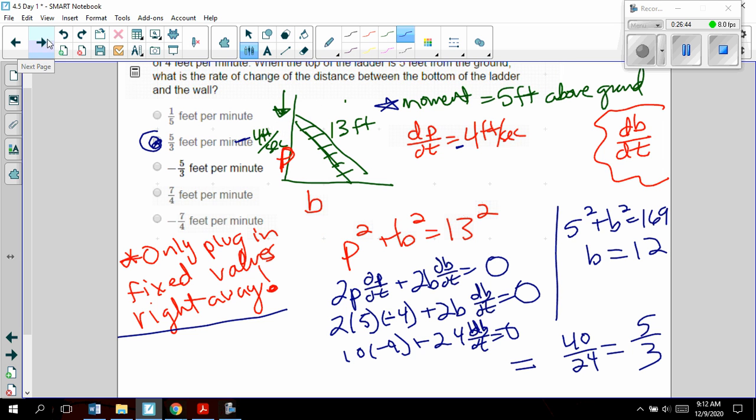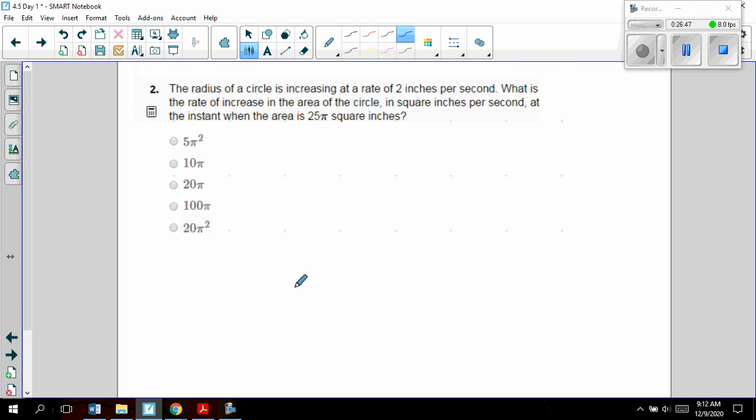Let's try another one. Start this one the same: try to read it, try to write down variables, try to write down what you're looking for. The setup is usually the harder part on these versus the solving and the derivatives, because you guys have been doing a lot of implicit. So hit pause, try it, and then hit play.